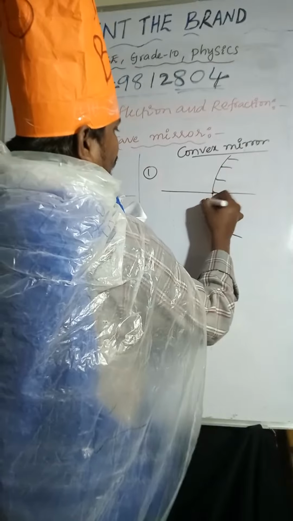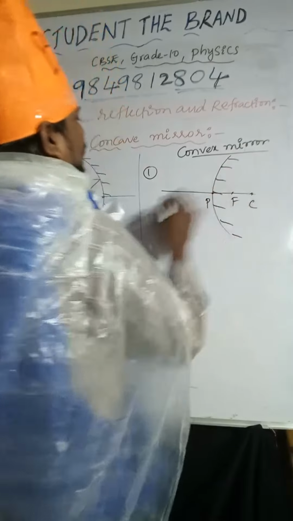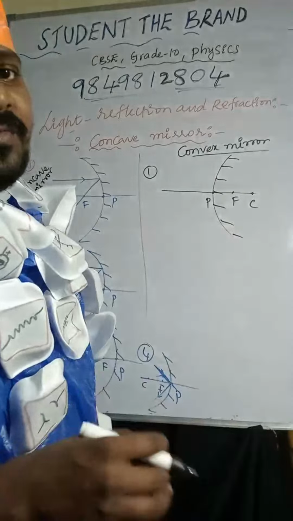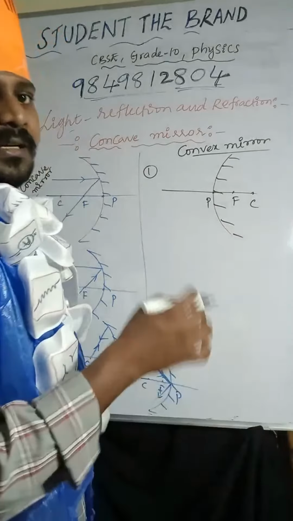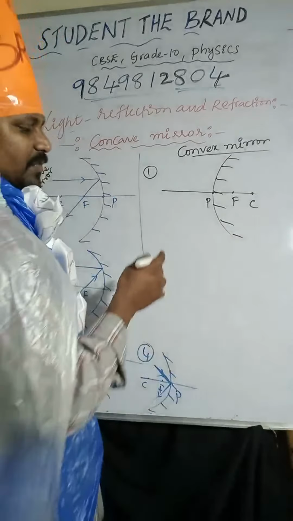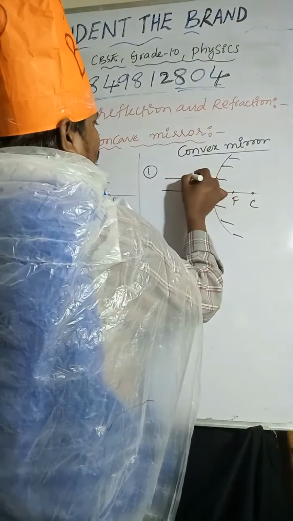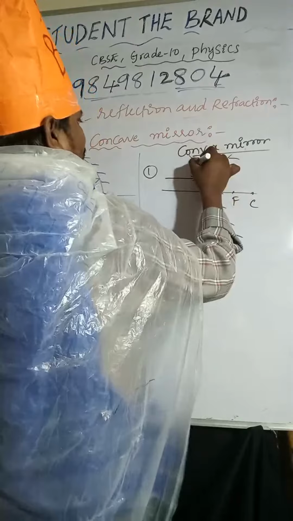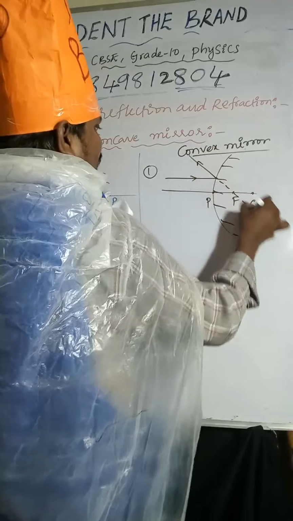Pole, focus, center of curvature. A light ray coming from infinity, after reflection, moves away from the principal axis. Like this, it appears to pass through the focus.